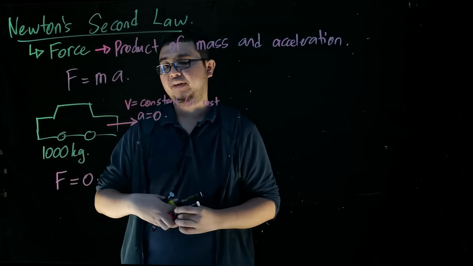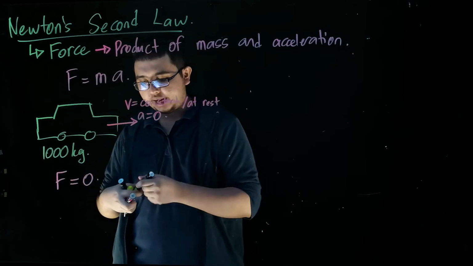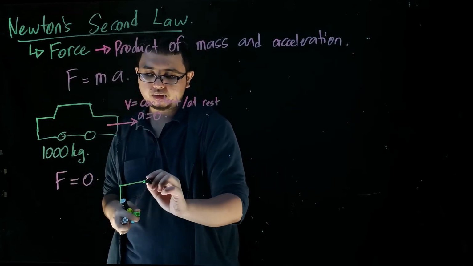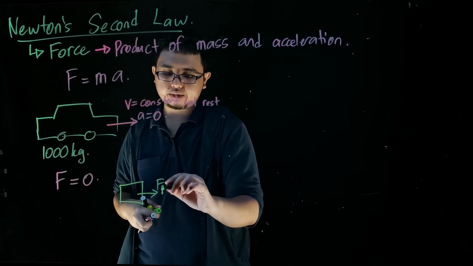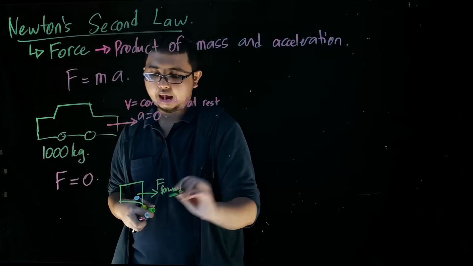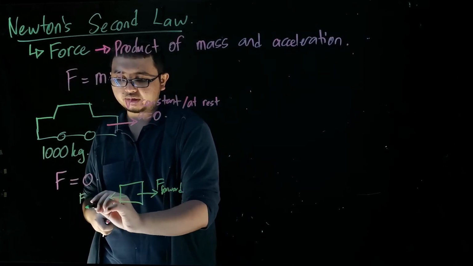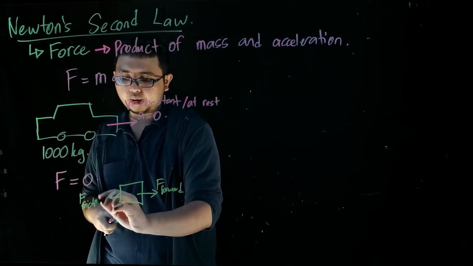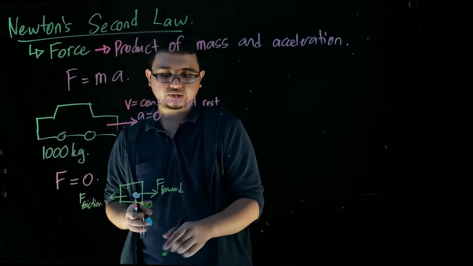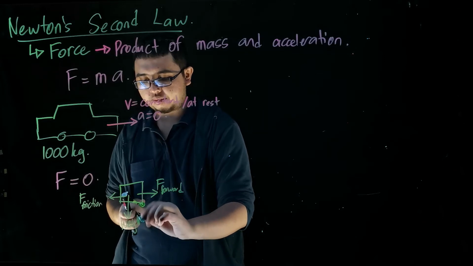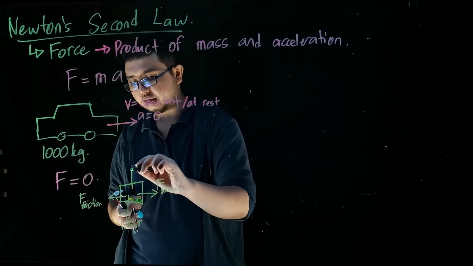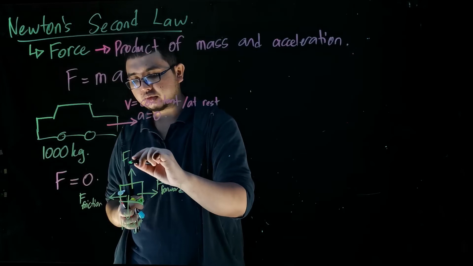Why? Because if it is constant or at rest, the car will experience the same amount of force forward as well as the frictional force, the one opposite of the forward force. The same thing will happen with the weight, which is a gravitational force, as well as the normal force.